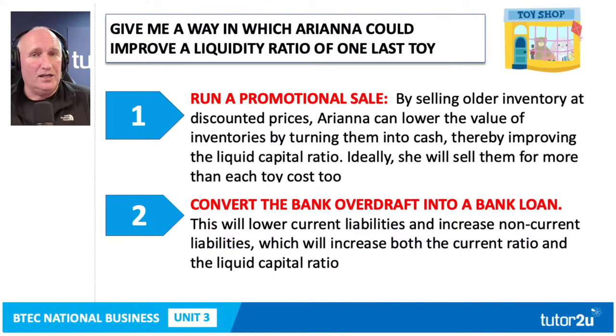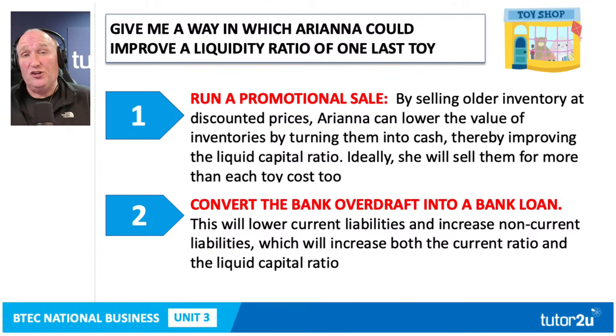If we can convert the bank overdraft into a longer-term bank loan, it removes it from the bottom bit of the ratio, doesn't it? Both ratios, acid test and current ratio. In other words, we have lower current liabilities. And of course, non-current liabilities go up. But the point is that will increase and improve the current ratio and the liquid capital ratio.